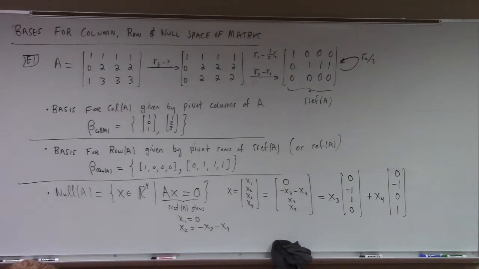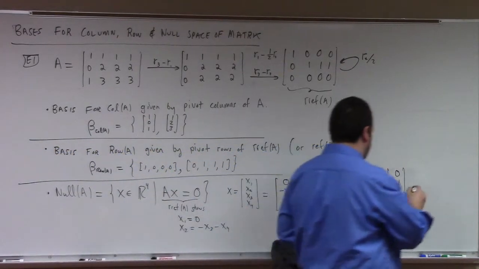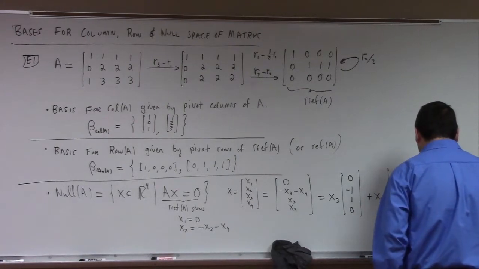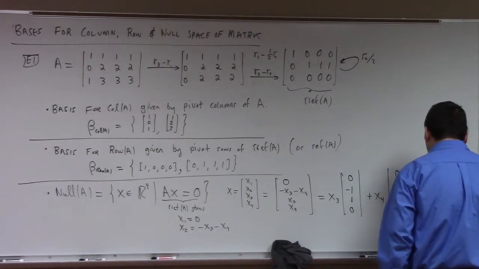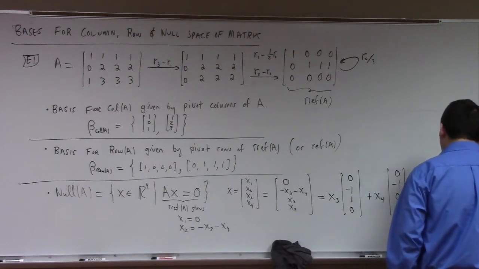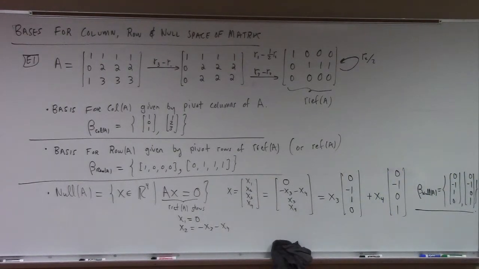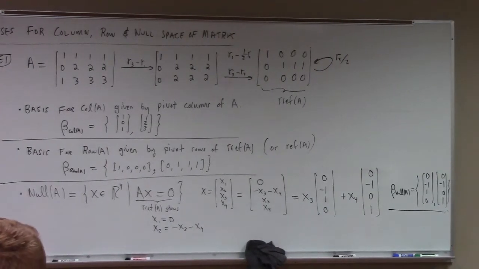Okay? In some sense, this is how you do problem 63. So the basis for the null space is (0, minus 1, 1, 0), (0, minus 1, 0, 1). There you go. That's my standard no bells and whistles way to find these.